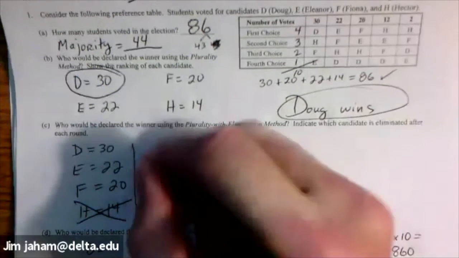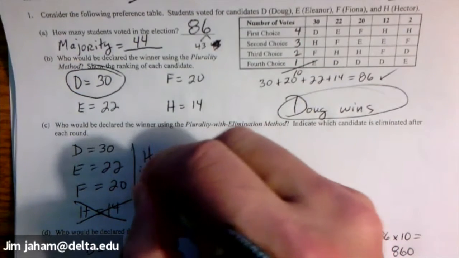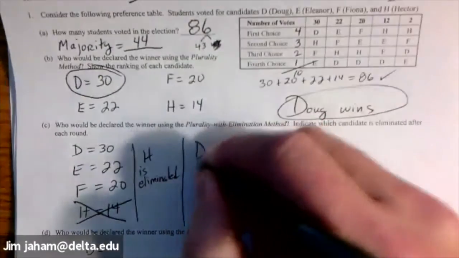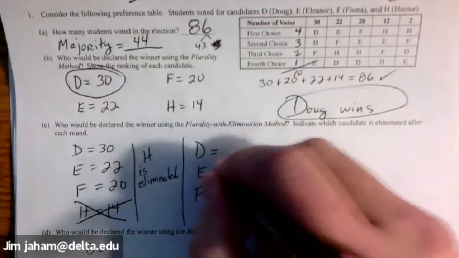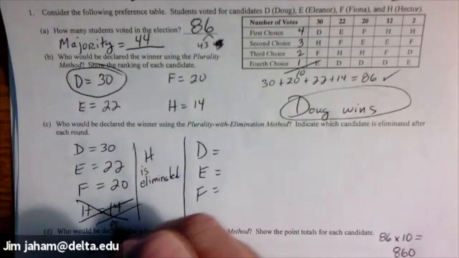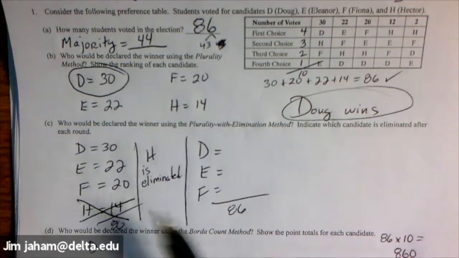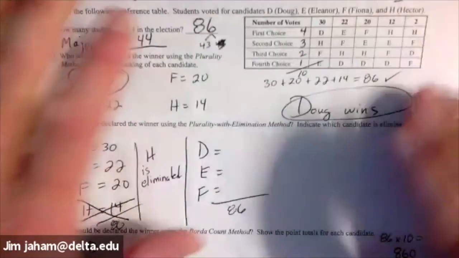So in the first round, Hector is eliminated. And that leaves D, E, and F, Doug, Eleanor, and Fiona. So now these 86 votes are going to be divided up among D, E, and F. But Hector has been eliminated, H, so we don't want Hector involved in any of the rest of this. So I'm going to get rid of all the H's here.